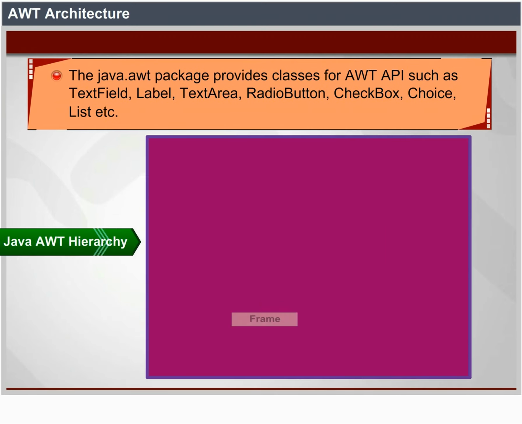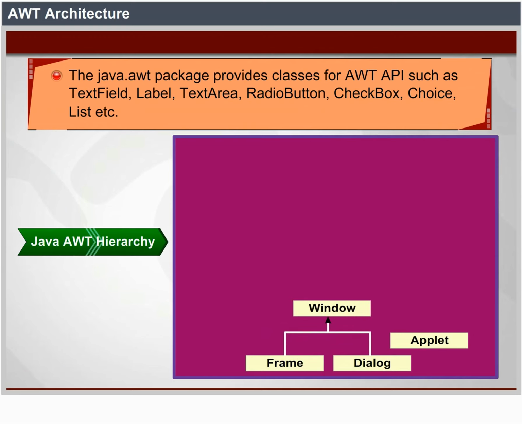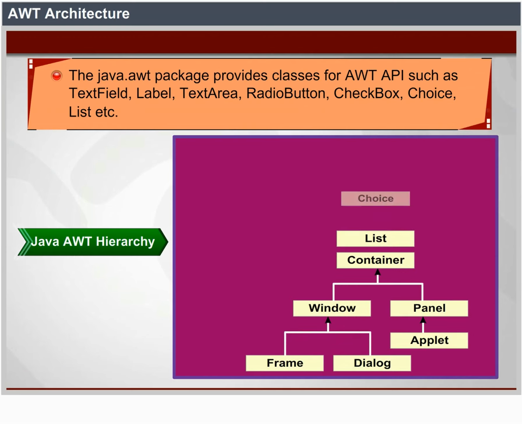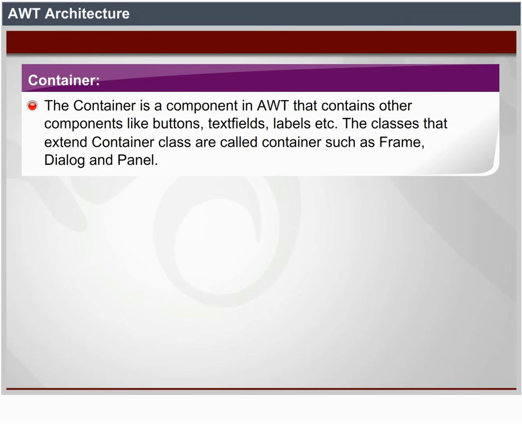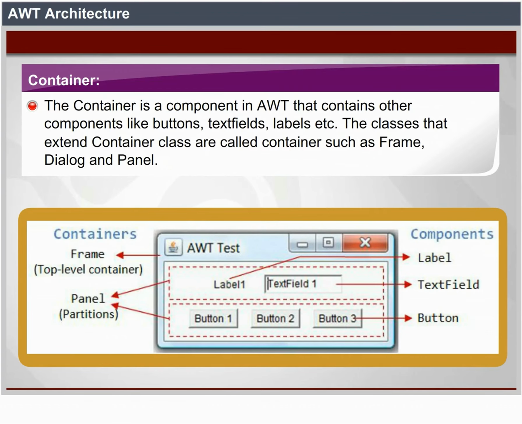The java.awt package provides classes for the AWT API such as text field, label, text area, radio button, checkbox, choice, list, etc. Container. The container is a component in AWT that contains other components like buttons, text fields, labels, etc. The classes that extend the Container class are called containers, such as Frame, Dialog, and Panel.